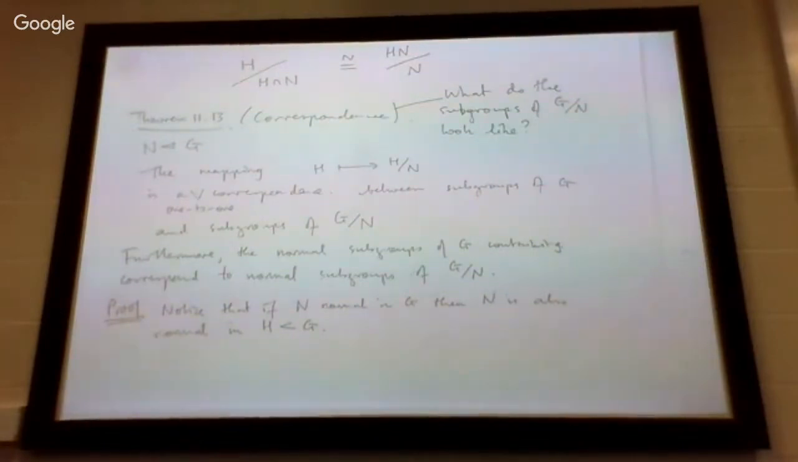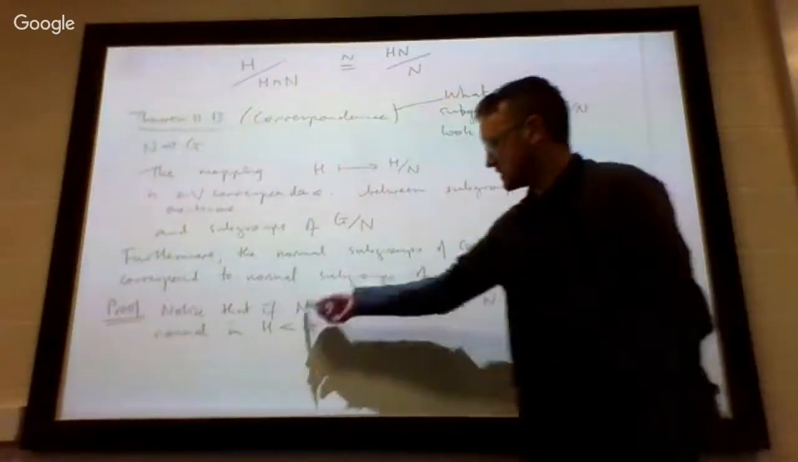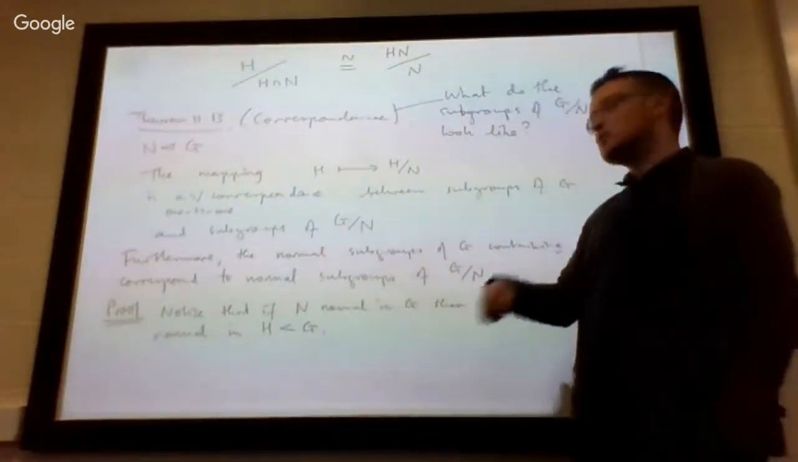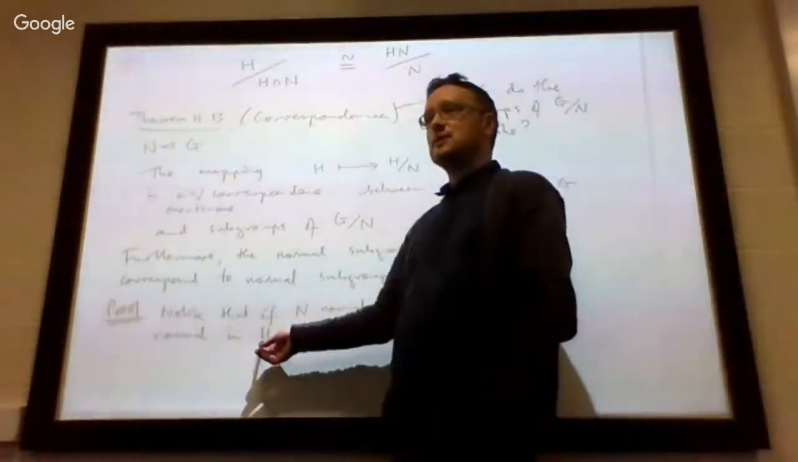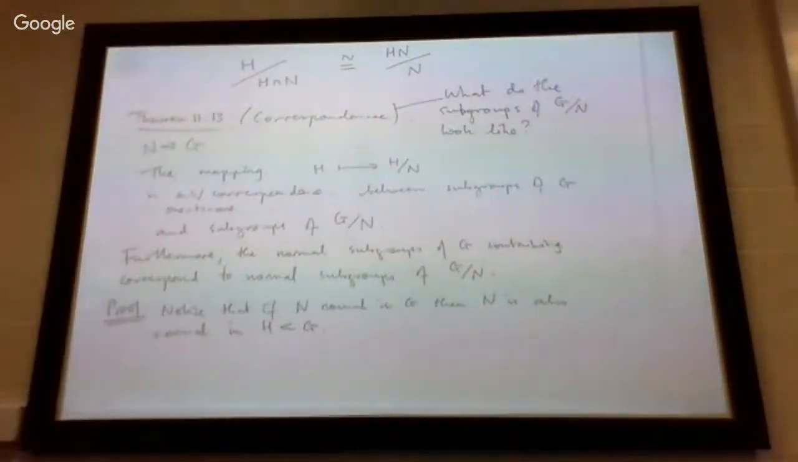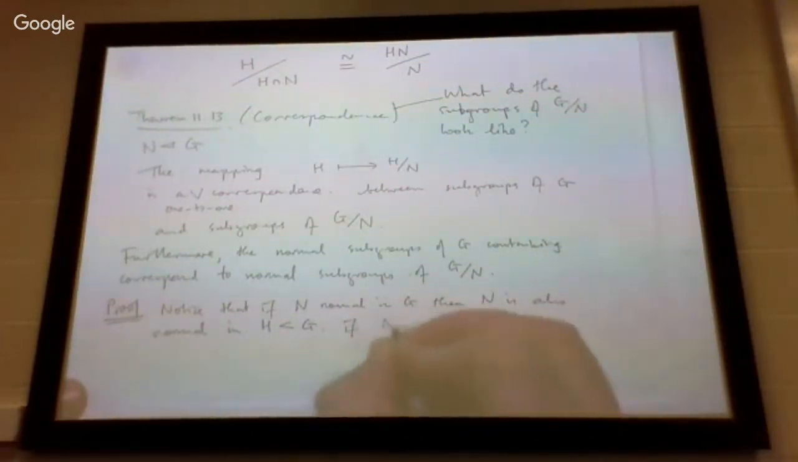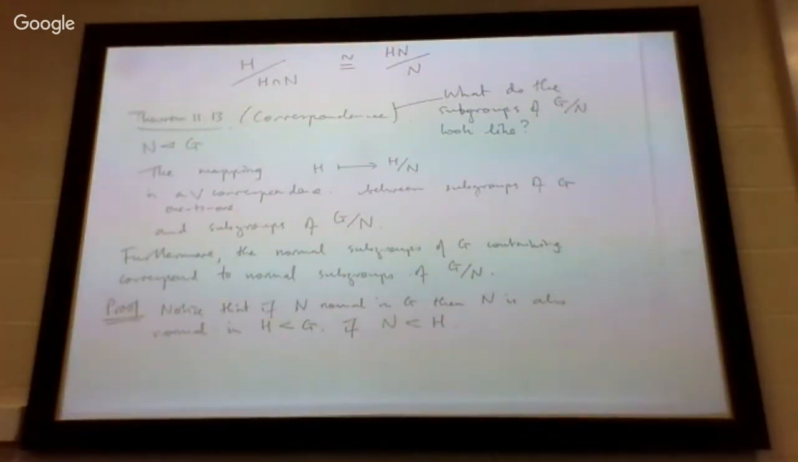Think back to the definition of normal. The definition of normal says the left cosets are the right cosets when you take a coset of it by any element in G. Well, that's going to be true taking any element from H, because H is just some of the elements of G. Then N is also normal in H if N is a subgroup of H. So if N is wholly contained within H, then it will be normal in H.